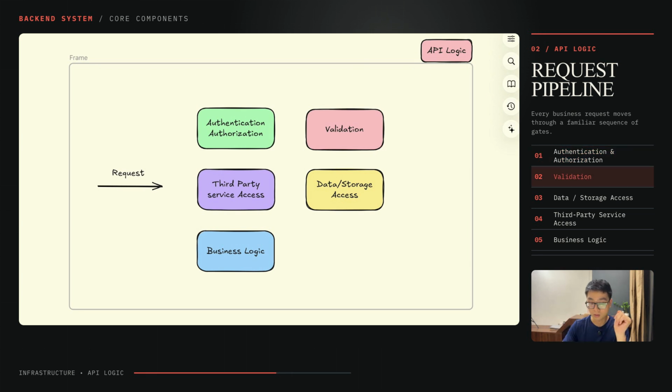The next part is that we need to validate the data to see if the user request has a correct structure and a correct data format. If it's all good, then we go to the next step. Usually we need to fetch data from somewhere else, like from the database or from a third-party service, for processing. So the next layer is data storage access and third-party service access. And then the heart is our business logic.